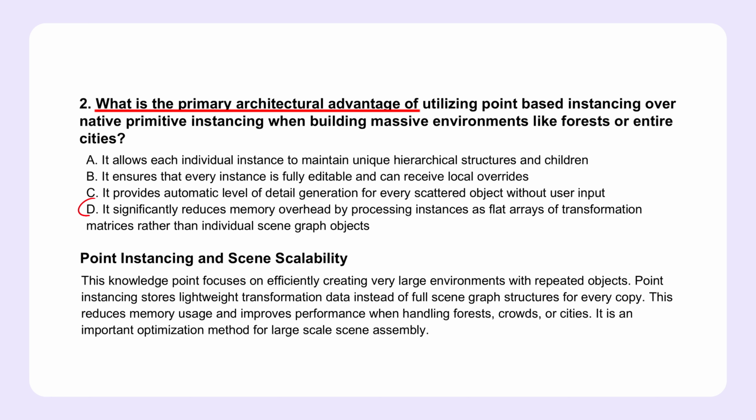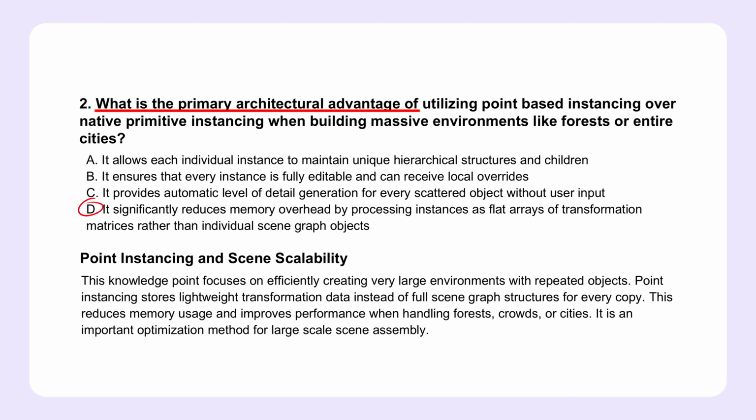Yes, exactly. Point instancing, which is option D, replaces those full hierarchies with incredibly lightweight flat arrays. Just flat lists of numbers, basically. Basically, yeah. The system holds the heavy data for the tree exactly once in memory. Then, it uses a flat array of transformation matrices, basically just X, Y, Z coordinates that say, draw this one tree blueprint here, here, and here. It radically reduces the memory footprint. So we can instance millions of trees mathematically.